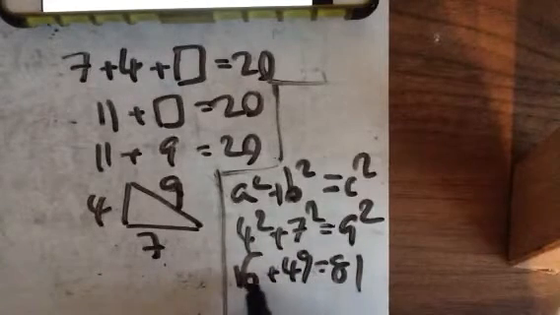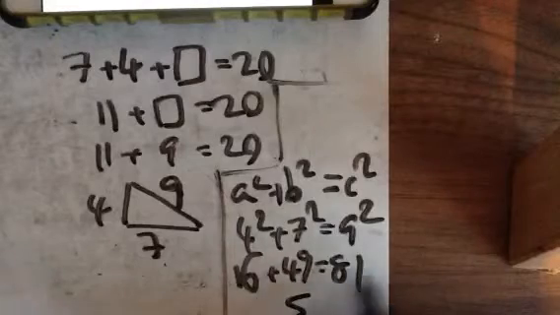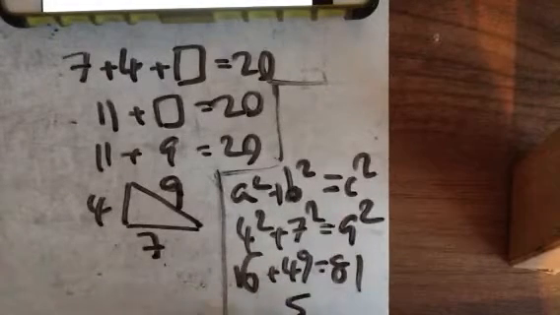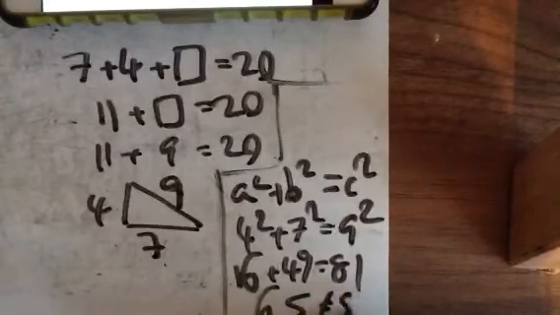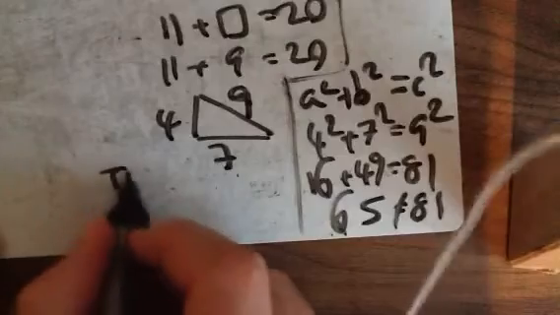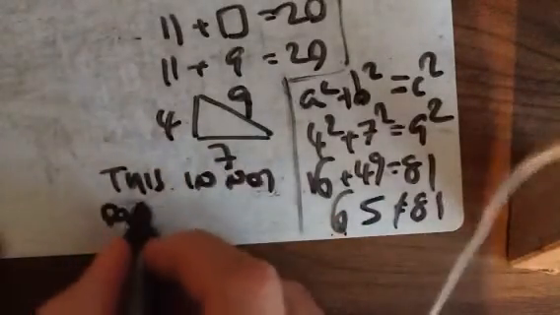Okay, so 49 add 16. So 9 plus 6 is 15, carry the 1. We already know it's not right angled because these don't match up. But 4, 5, 6, 65 does not equal 81. And normally I need to put that this is not right angled.